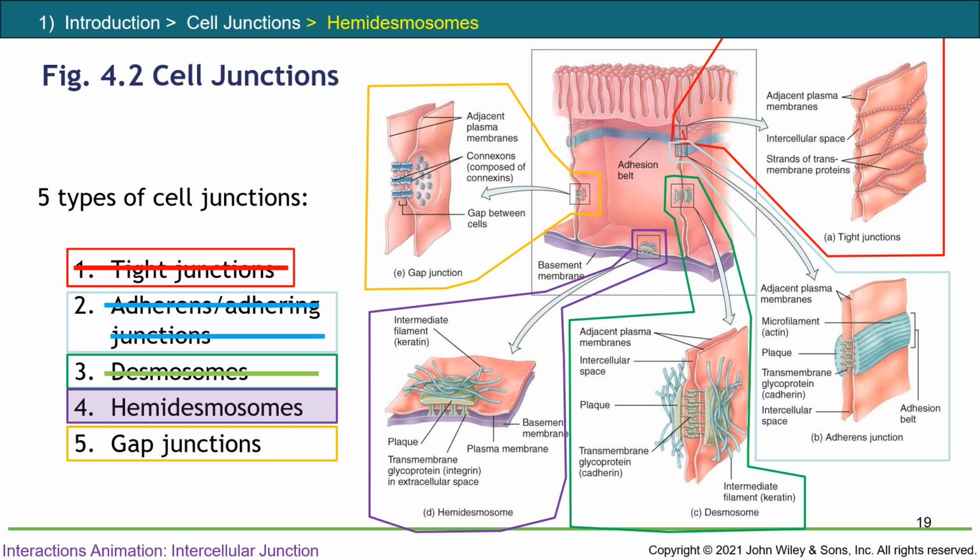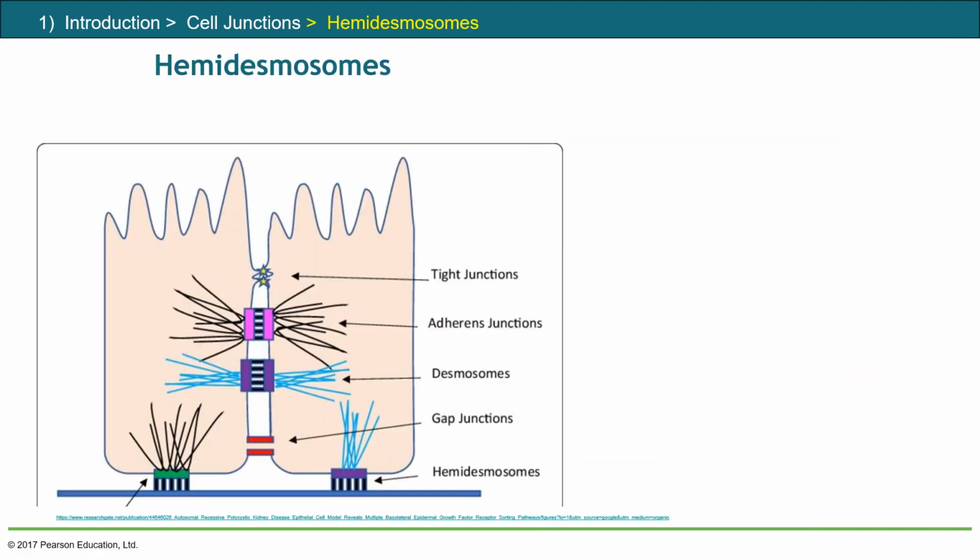So we finished these three that are in the lateral region of the cell. Now we're going to move to hemidesmosomes, which are located below, close to the basement membrane. The key information about hemidesmosomes, you can get first from the name. Hemi means half, and also from this image. While the desmosomes are proteins that look like buttons between two cells, the hemidesmosomes are only half.